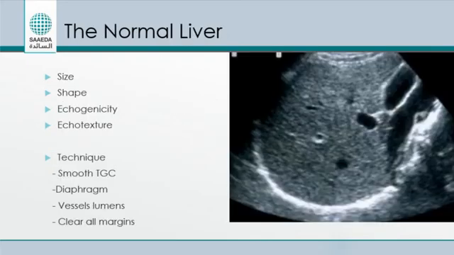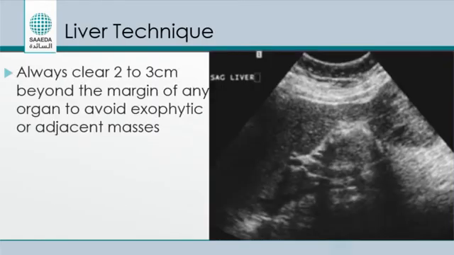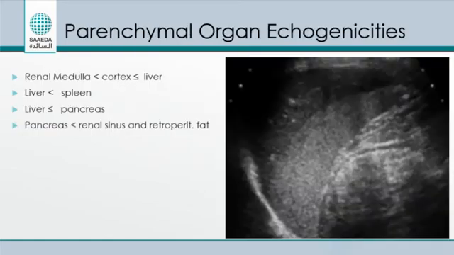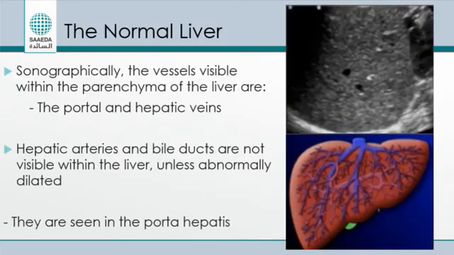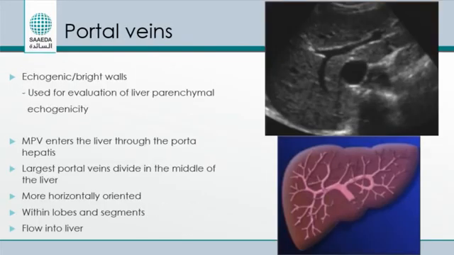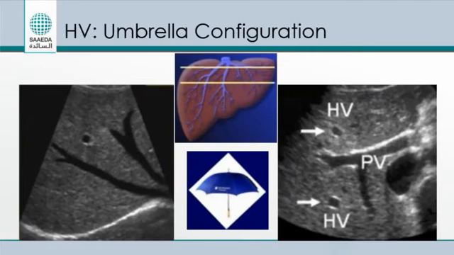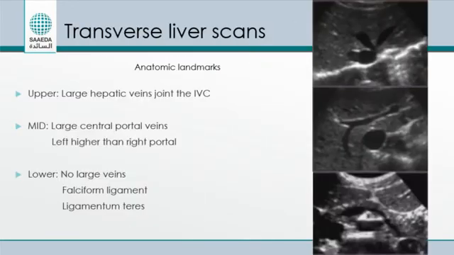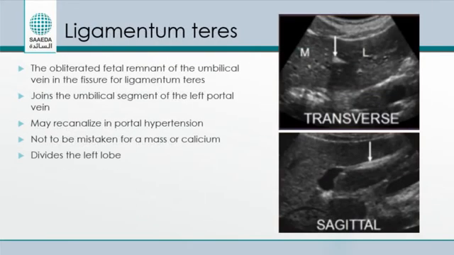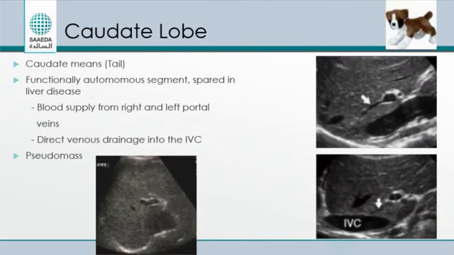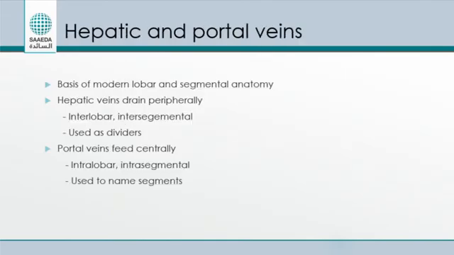So what happens when the portal vein decreases blood supply? The hepatic artery will increase blood supply, and the abnormal blood flow of the hepatic artery will be seen when there is increased resistance. That means the diastolic flow will be low.